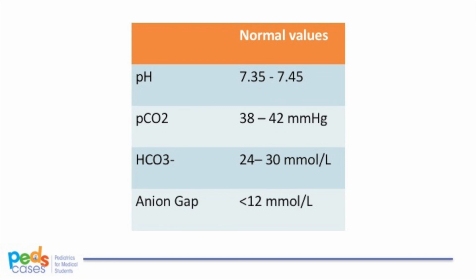When trying to classify the acid-base disturbance as respiratory or metabolic, I like to think, does the pH align with the level of carbon dioxide, or does the pH make sense with the level of carbon dioxide? If the answer is yes, then the primary problem is respiratory. If the answer is no, then the problem is primarily metabolic.